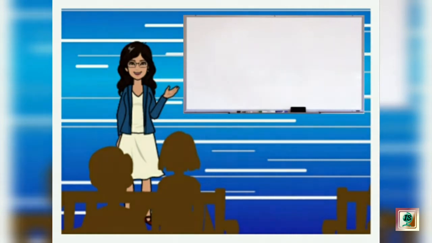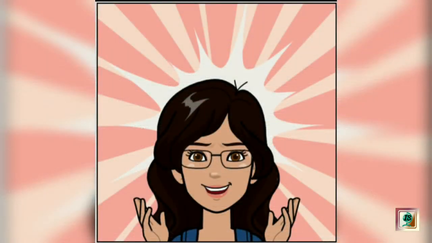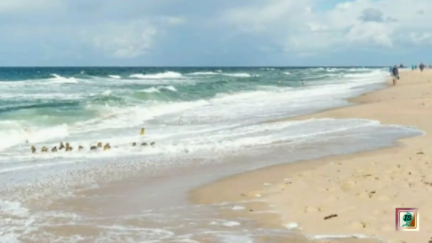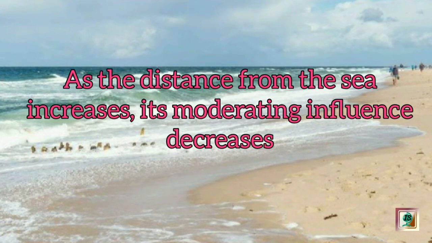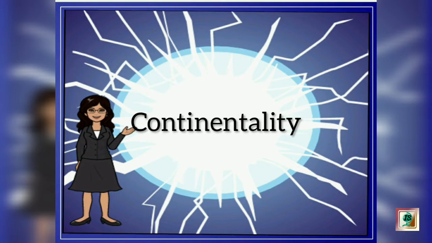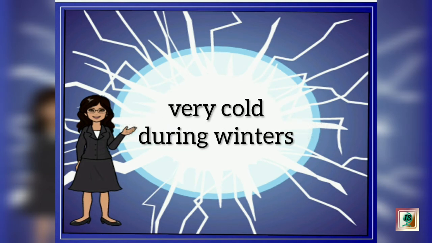Do you know the temperature near the coastal areas is always moderate? It means neither too hot nor very cold. Why? Because of land breeze and sea breeze. As the distance from the sea increases, its moderating influence decreases and the people experience extreme weather conditions. This condition is known as continentality. It means very hot during summers and very cold during winters. Is it clear to you?